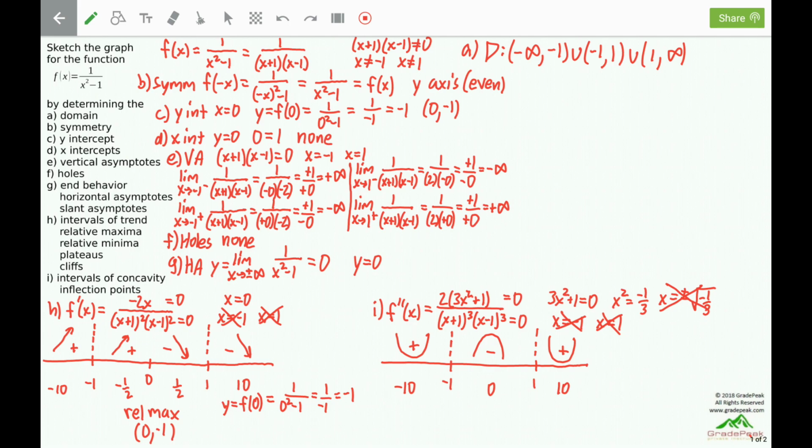We have no candidate numbers here. X equals negative 1 and x equals positive 1 are vertical asymptotes. Since we have no candidate numbers, there will be no inflection points. The concavity is still changing, but it's changing due to the vertical asymptotes here.